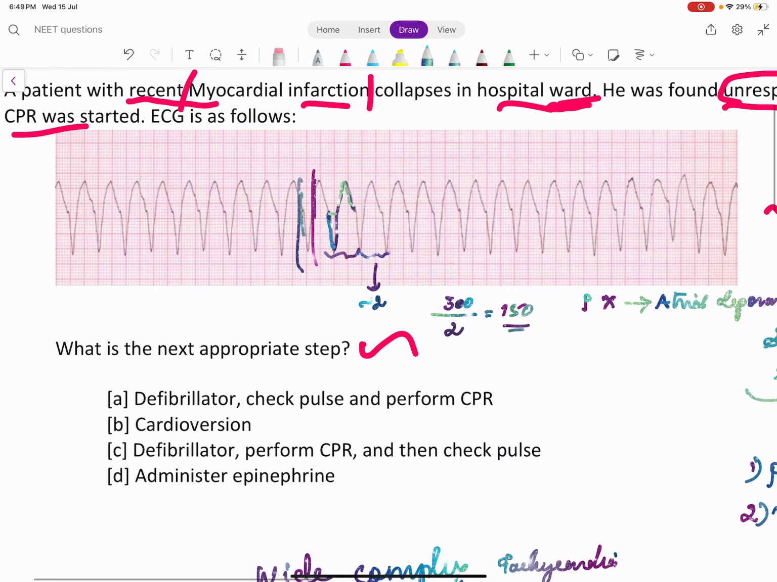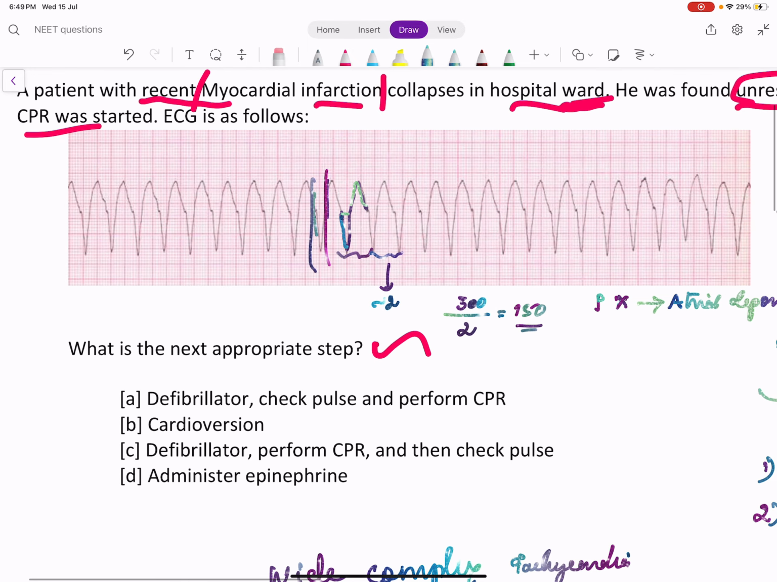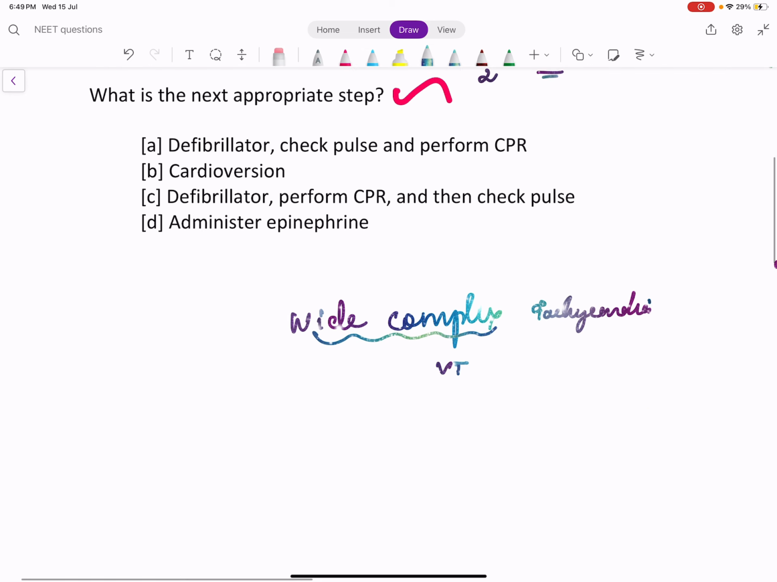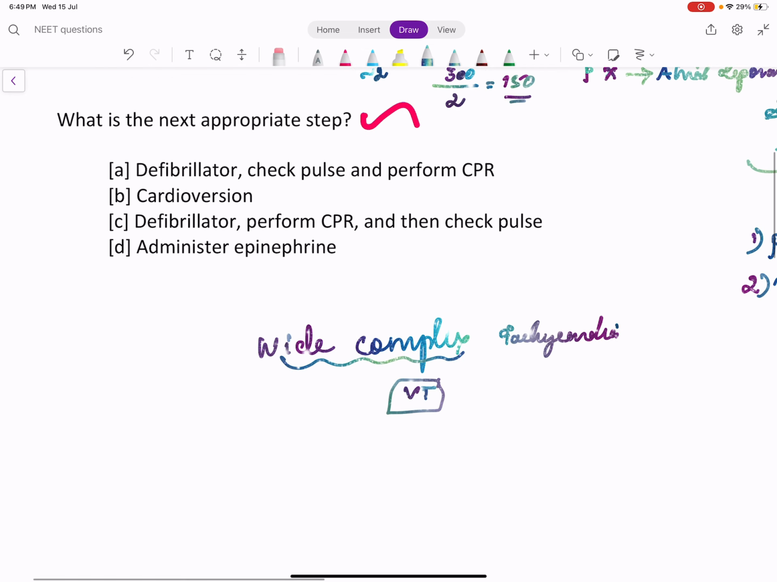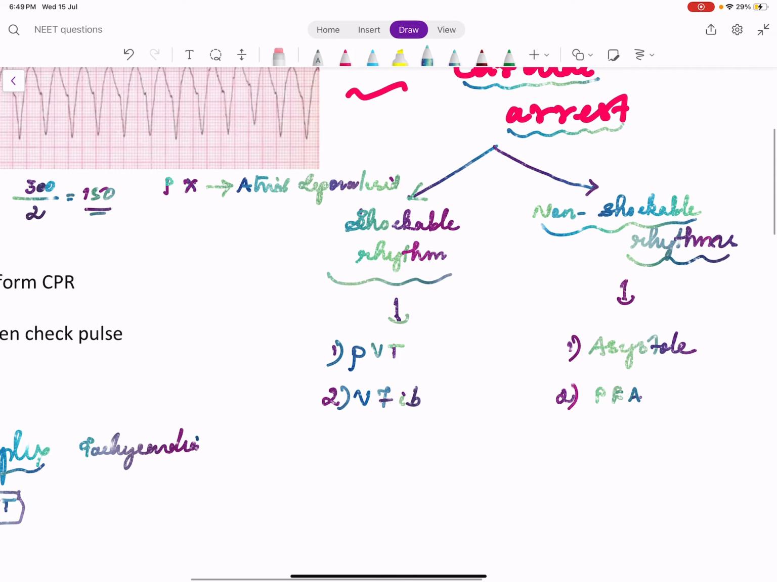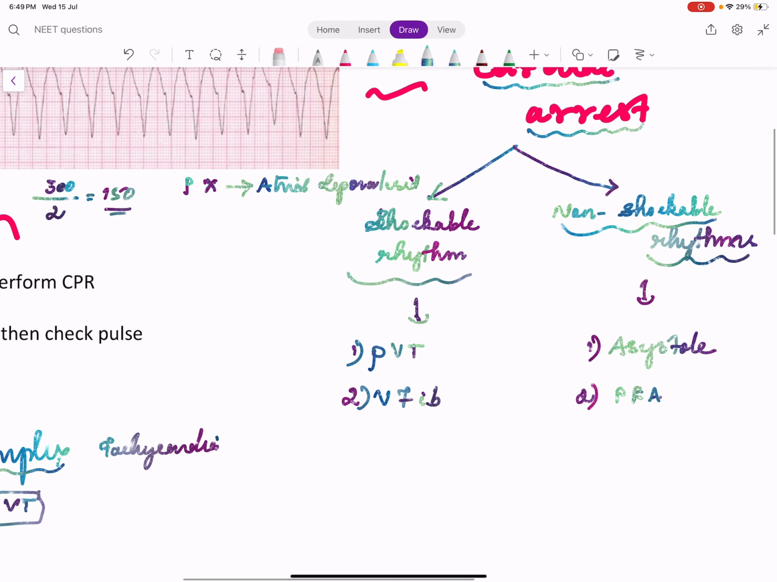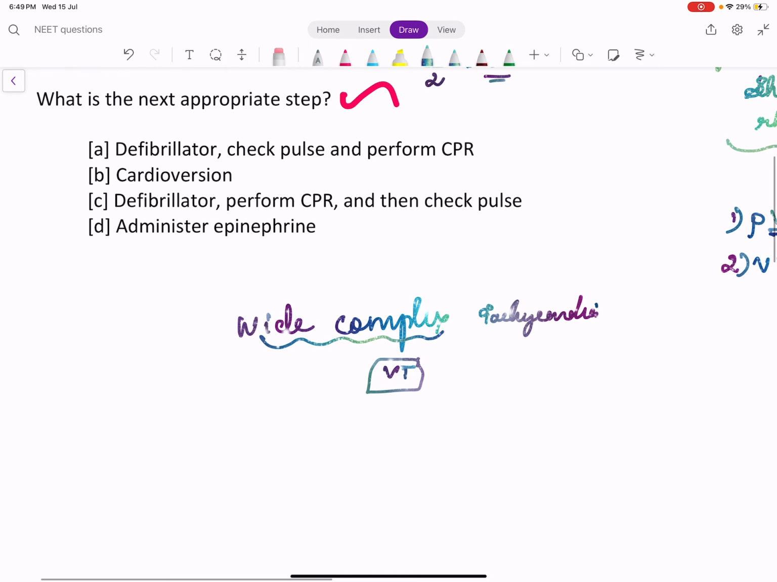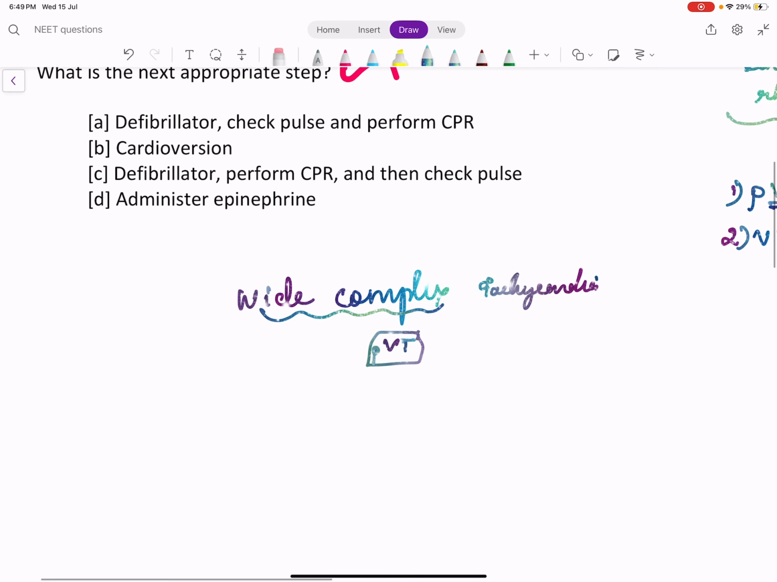So that is what we are able to make out from this ECG, right? It is a wide complex rhythm, there is no P wave and there is tachycardia. So this is a wide complex tachycardia, probably a ventricular tachycardia. We already told the 4 rhythms, so which does this one fit? This is ventricular tachycardia. This is a cardiac arrest, so the patient does not have a pulse. So this probably will be a pulseless ventricular tachycardia.